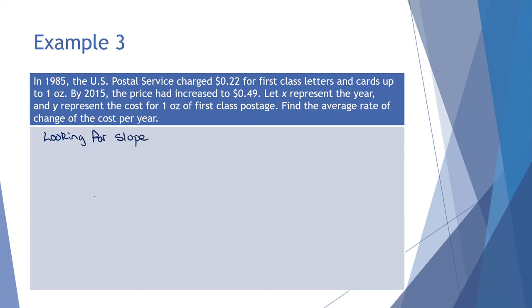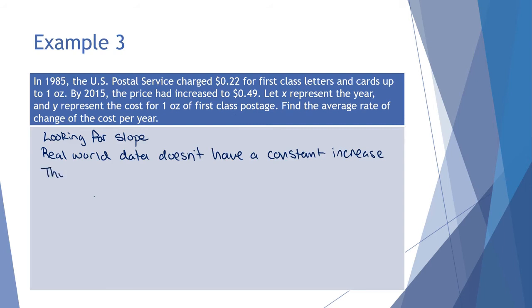That word average is in there because the amount that stamps increase every year is not the same, but using the beginning point and the ending point will give you an average. So your slope formula for real world data is actually finding an average, because real world data doesn't have a constant increase, because we're not increasing by the same amount. So that means the slope gives an average.